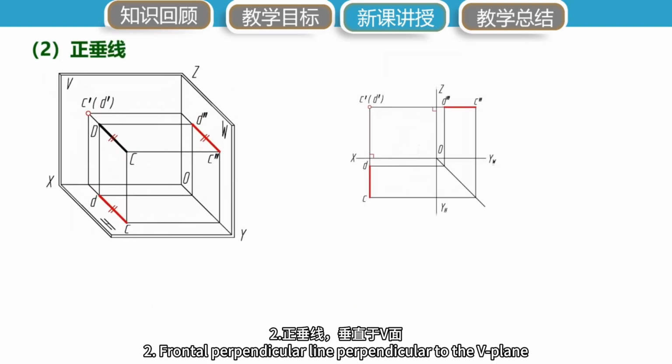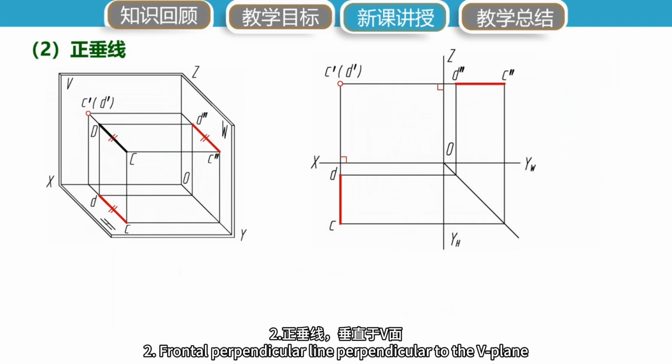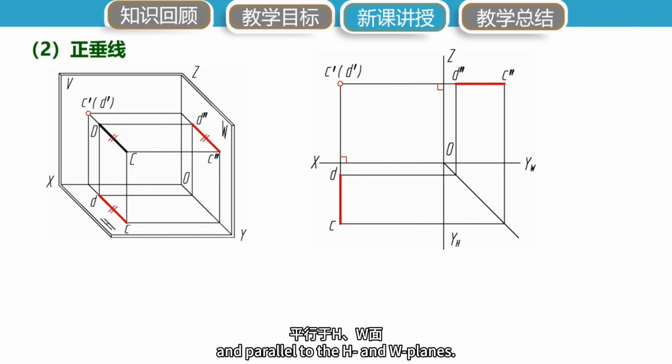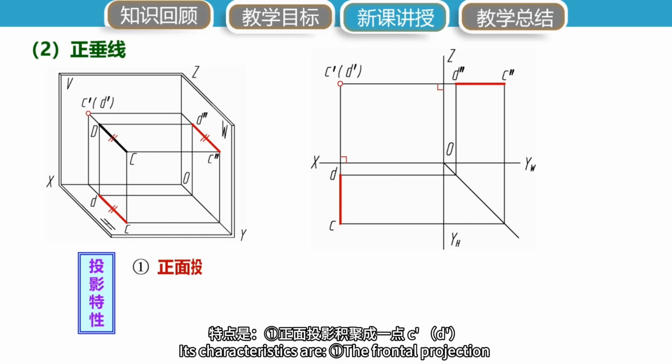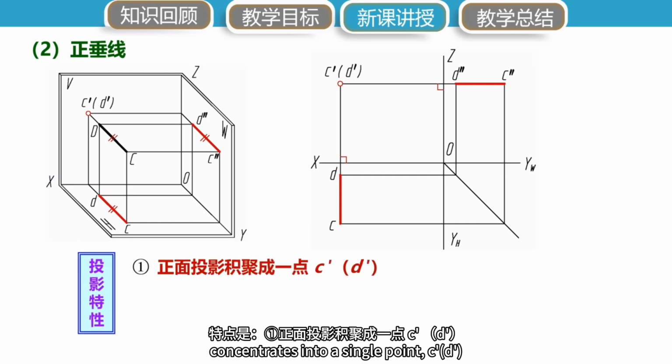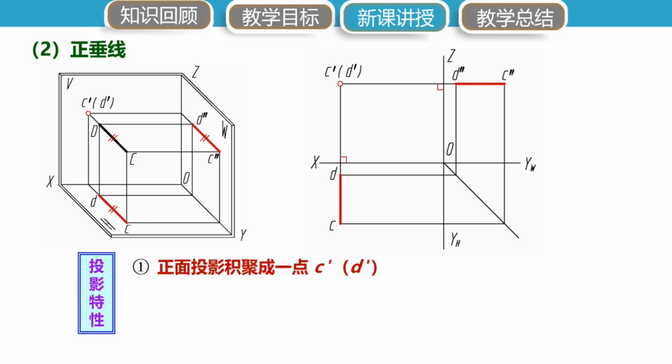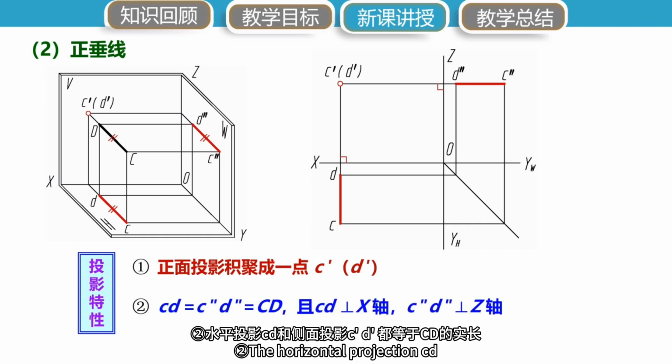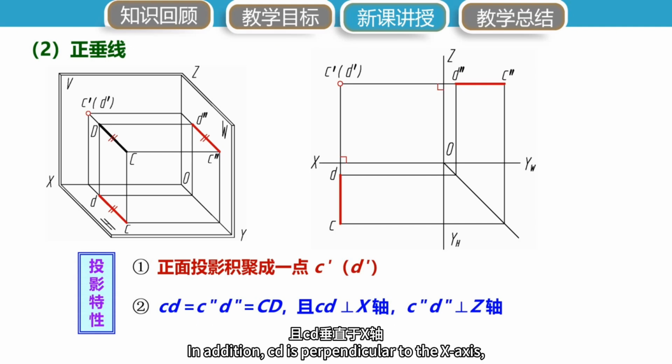Second, frontal perpendicular line, perpendicular to the V-plane, and parallel to the H and W planes. Now consider frontal perpendicular line CD. Its characteristics are, first, the frontal projection concentrates into a single point, c'd'. Second, the horizontal projection cd and the profile projection c''d'', both equal the true length of CD. In addition, cd is perpendicular to the x-axis, and c''d'' is perpendicular to the z-axis.